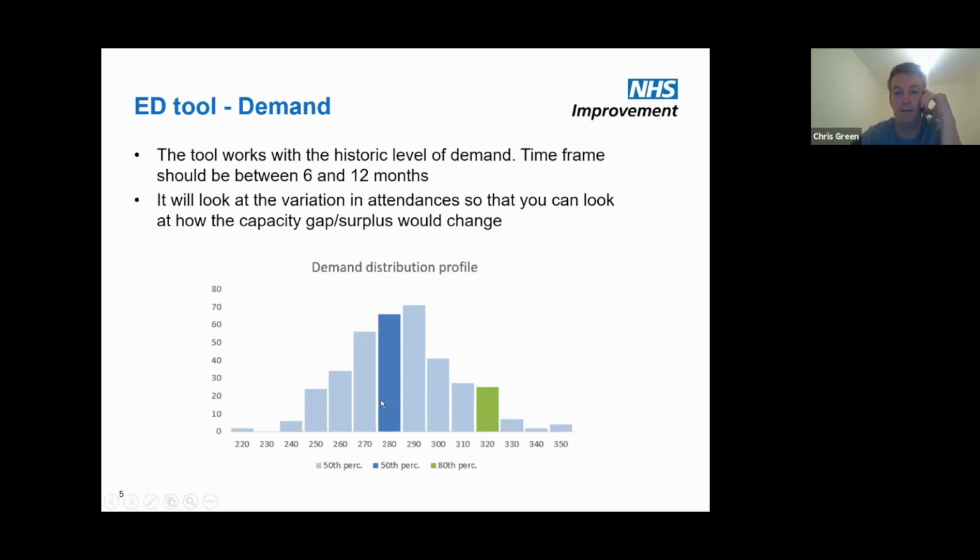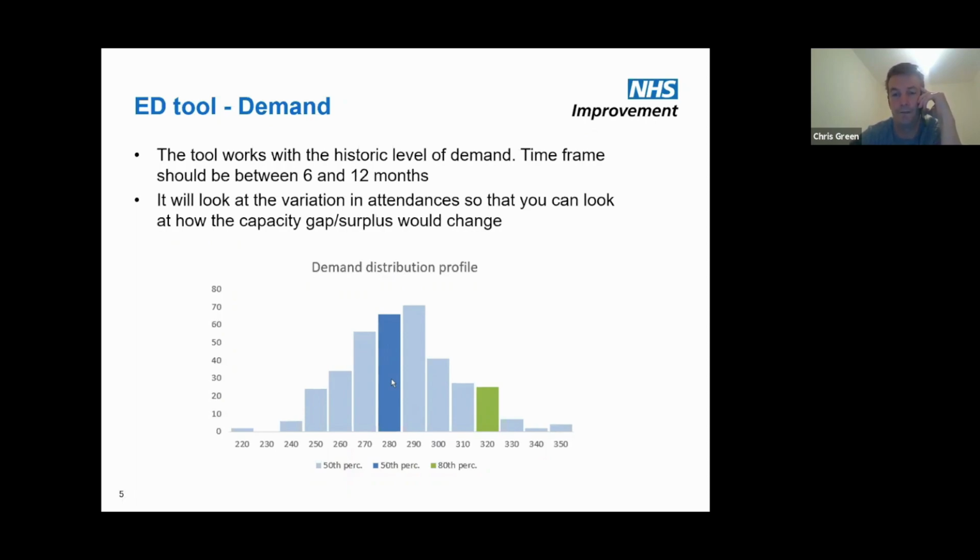If we were at the median or the 50th centile, we're around 280 attendances per day. The demand percentile is a variable, and you can just play with this in the model. You can be in a business meeting, potentially writing a business case, and you can look at the various different levels of demand.